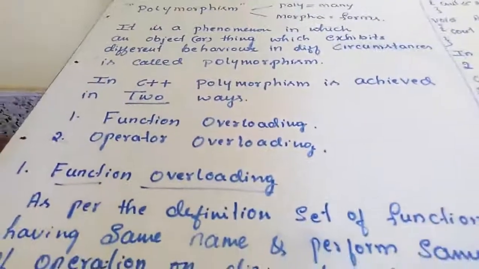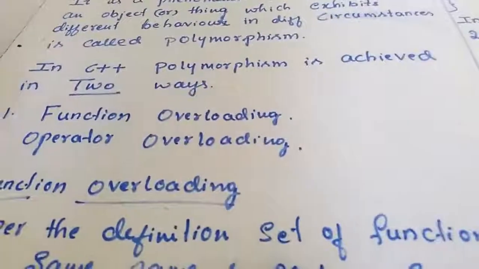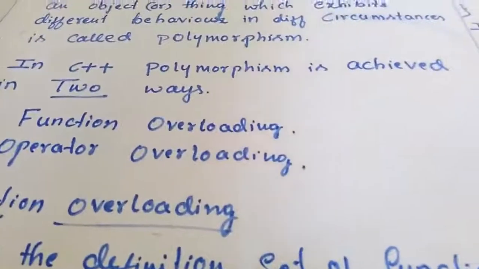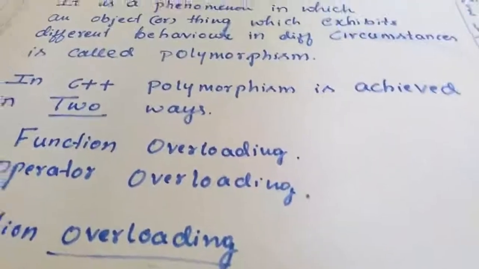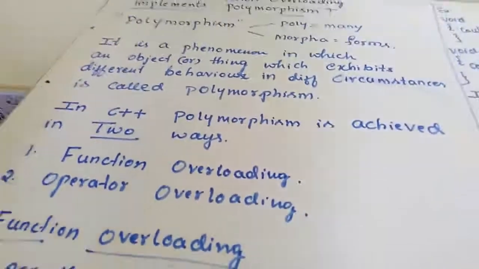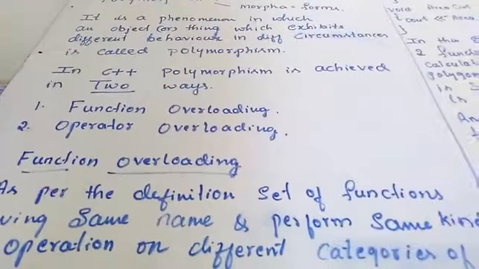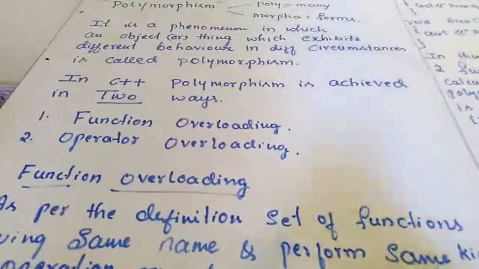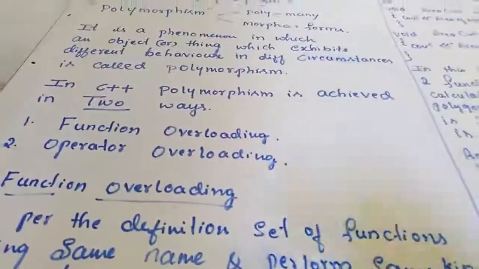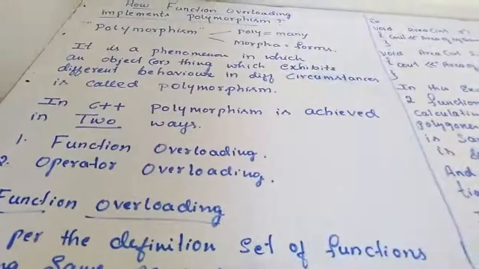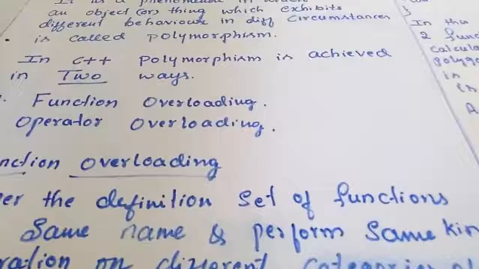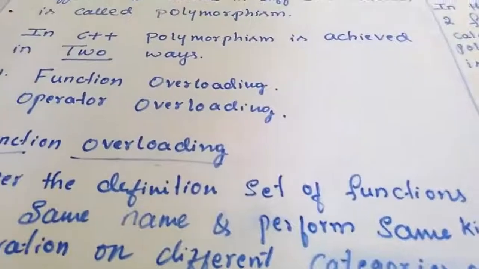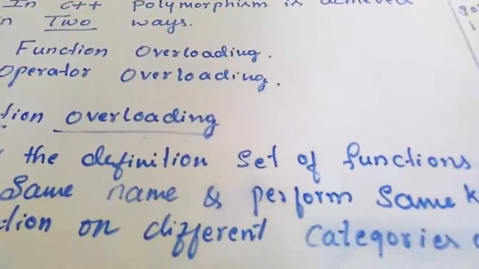As per the definition of function overloading, two or more functions, or a set of functions, having the same name with different types of arguments, numbers of arguments, or order of arguments. That is the definition of function overloading. By knowing the definition, we can say it's polymorphism. Same name, a set of functions, all having the same name. When you see the function names, they are all the same, but they are performing different operations, the same kind of operation on different objects, depending on the number or type of arguments.